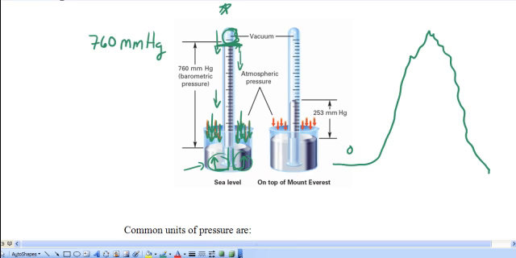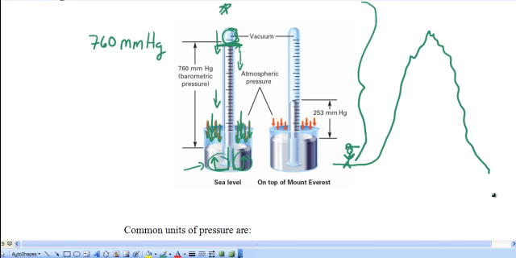So if you are sitting down here at sea level, there I am with a hat on, sitting at sea level, I have the entire weight of the atmosphere pressing down. The entire weight of that atmosphere on average, again, will suspend 760 millimeters of mercury.